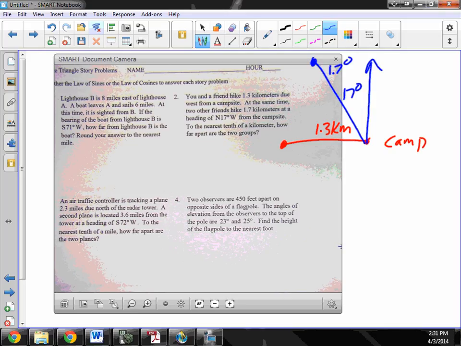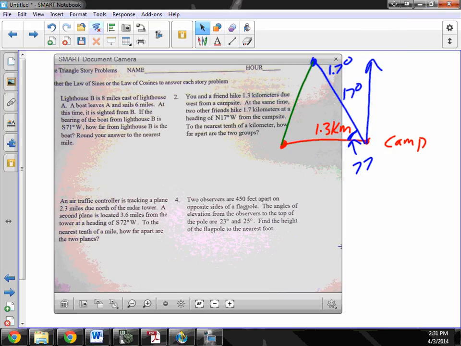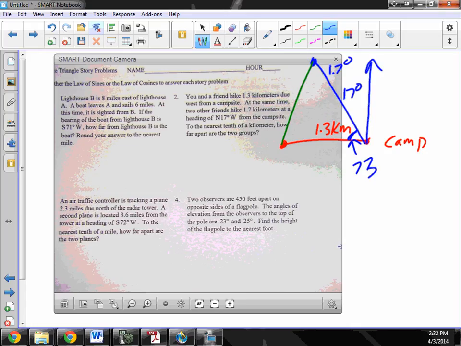So we don't really care about 17. We want this angle, which is the complement of 17, so 73. And it's asking how far apart are the two groups?